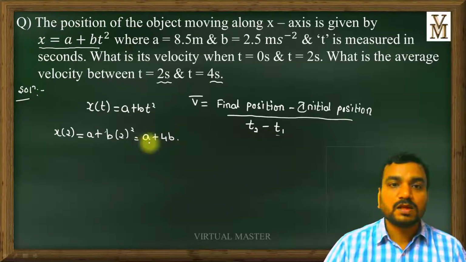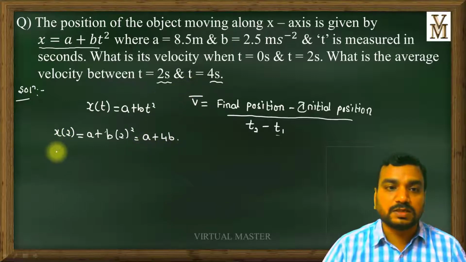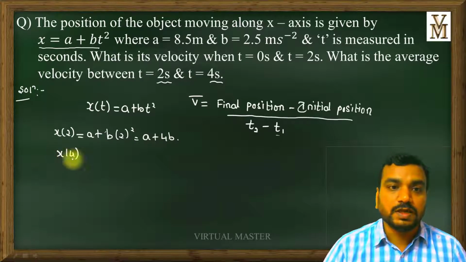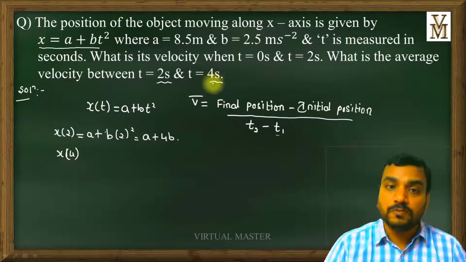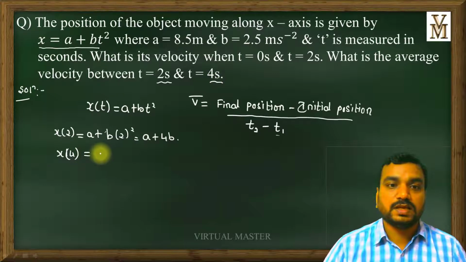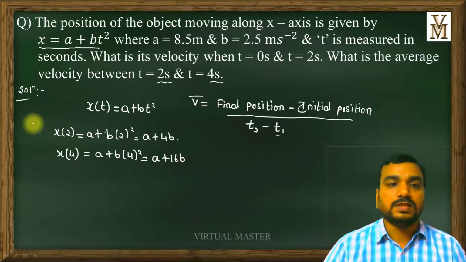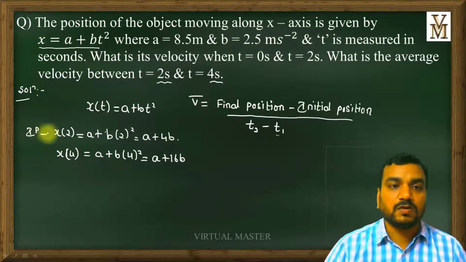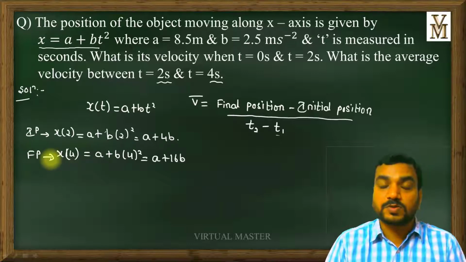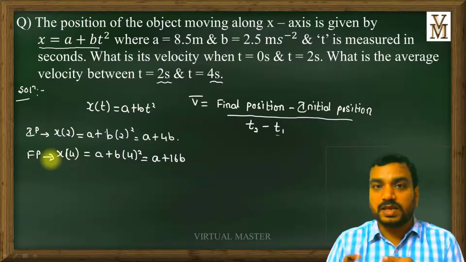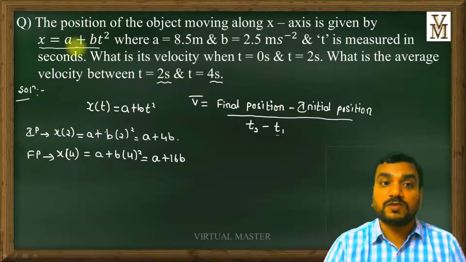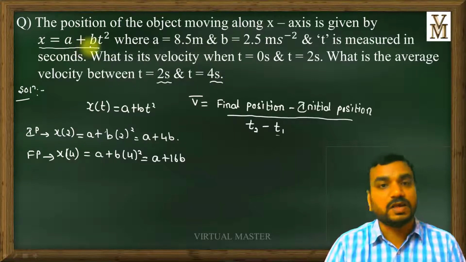Correct? Now let us find the final position, that is x of 4, that is position of the object at 4 seconds. Okay, that is a plus b into 4 square. I can write it as a plus 16b. Okay, this is the initial position of the object and this is the final position of the object. I hope everyone has understood how to find the initial position and final position when the position of the object is given as a function of time.